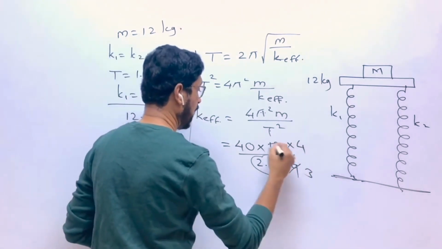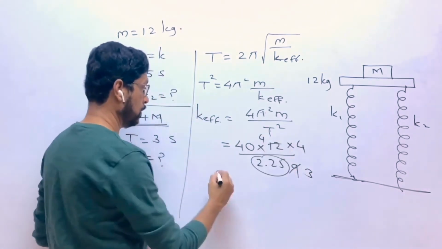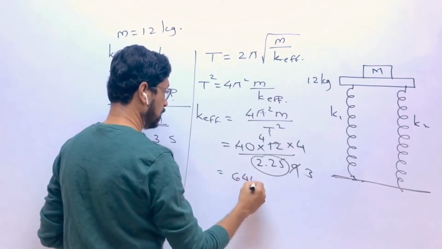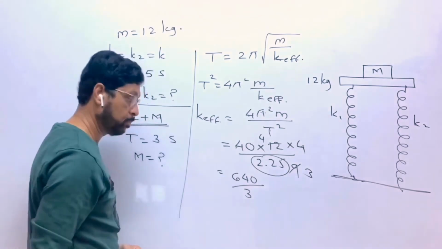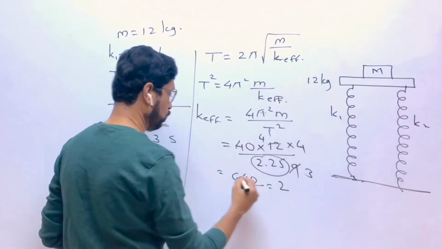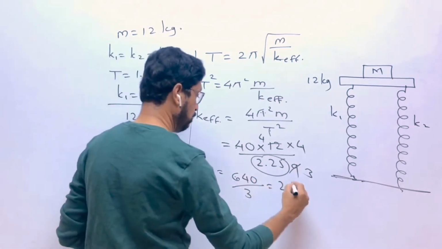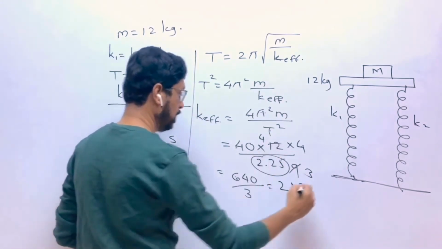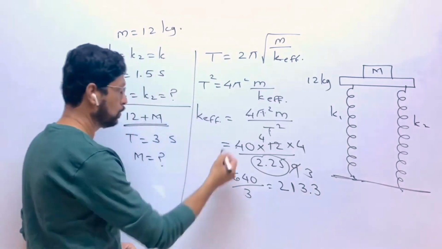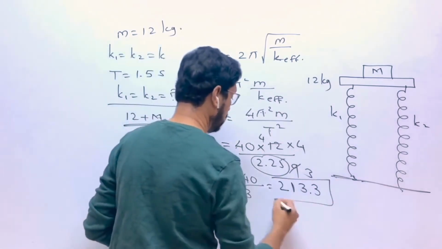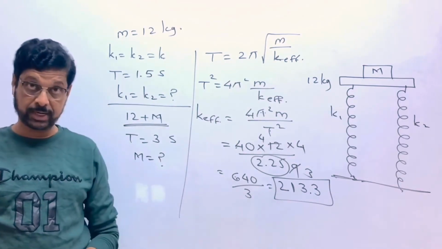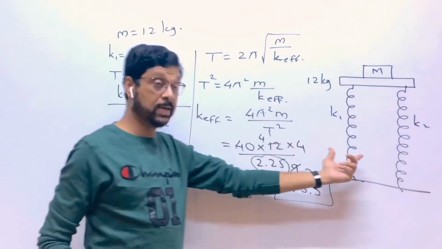3 3s are 9, 3 4s are 12, 4 4s are 16, 4 16s are 64, so 640 by 3. So that will be 3 2s are 6, 3 1s are 3, carried 1, 3 3s are 9 carried 1, 3 3s are 9. So the effective force constant is 213.3. That is the effective force constant of both together.